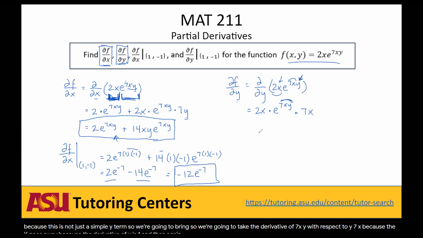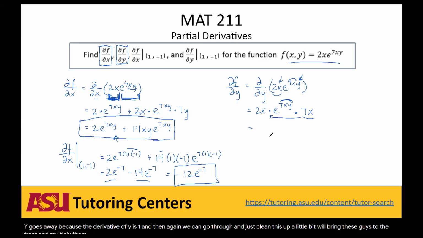And then again, we can go through and just clean this up a little bit. We'll bring these guys to the front and multiply them by our 2x. So that gives us 14x squared times e to the 7xy. So that is our partial derivative with respect to y.